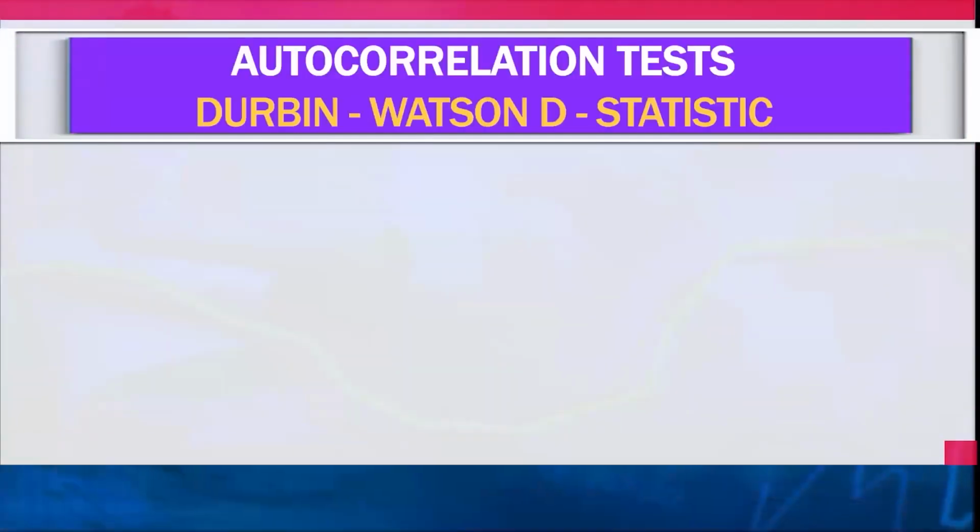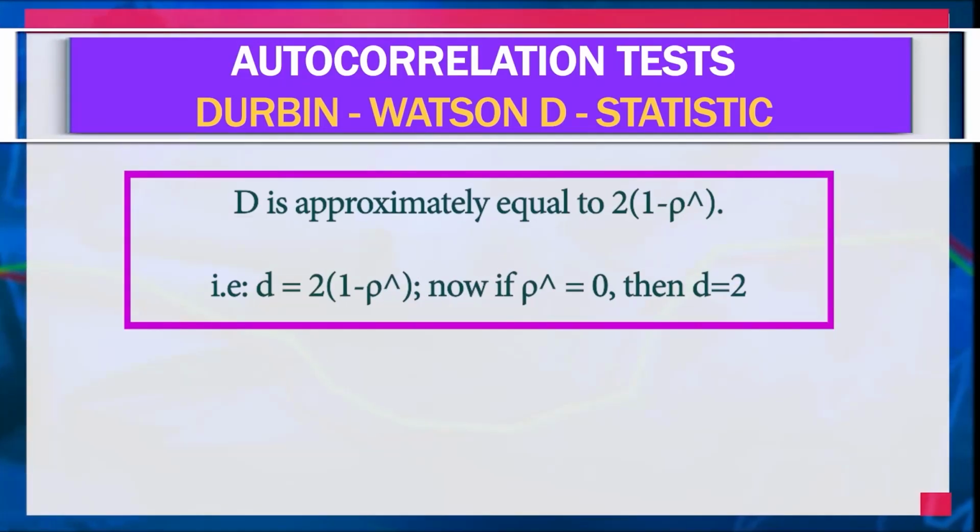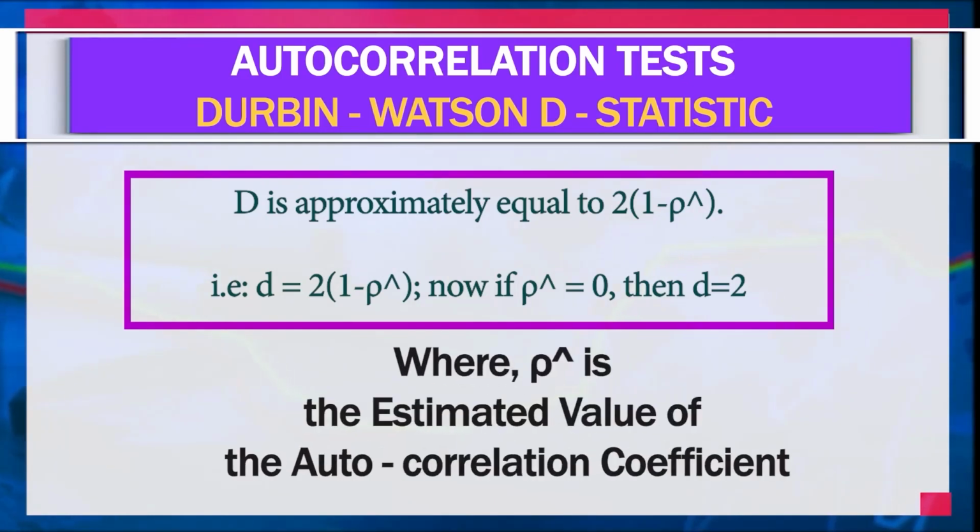Here we observe that there is a relation between the Durbin-Watson d statistic and the autocorrelation coefficient. So we need to remember this expression mentioned in the slide: d is approximately equal to 2 times (1 minus rho hat). So what is this rho hat?